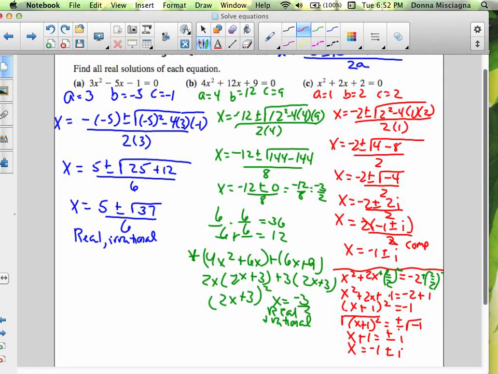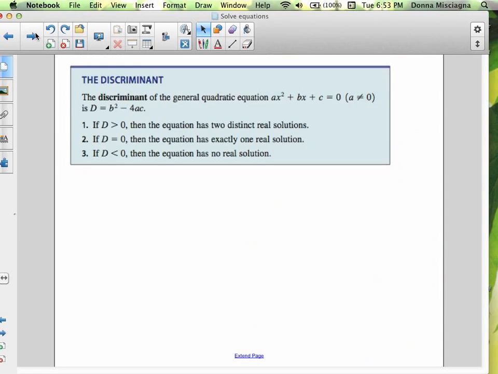So how will we know if we'll get rational, irrational, or complex solutions? Well, we can use the discriminant. The discriminant of a general quadratic equation, ax squared plus bx plus c, is that part underneath the radical, and that's going to tell us whether our quadratic equation is going to have real solutions, and rational or irrational.